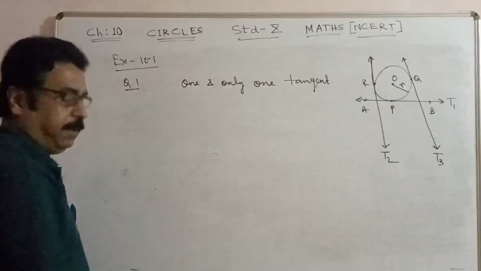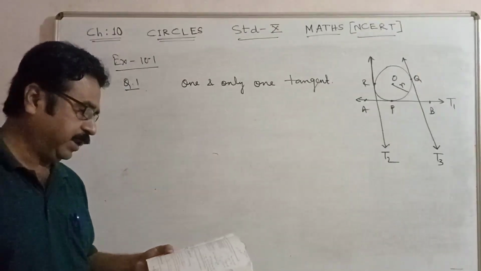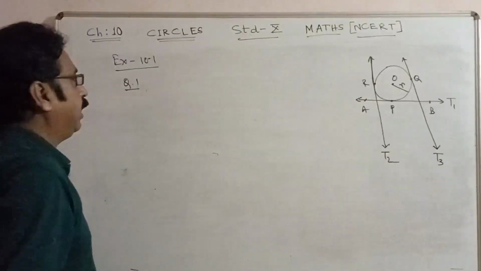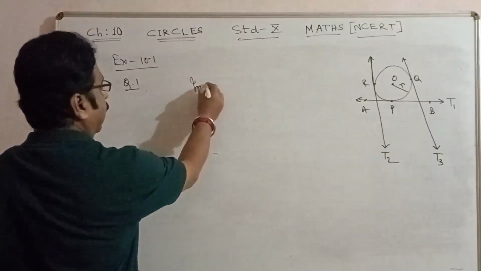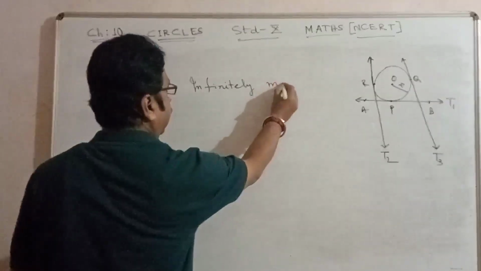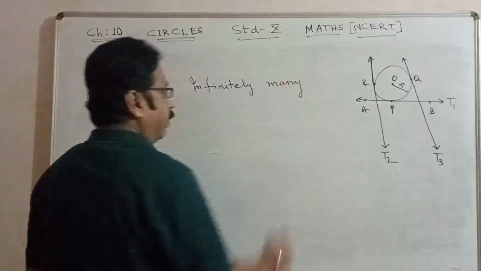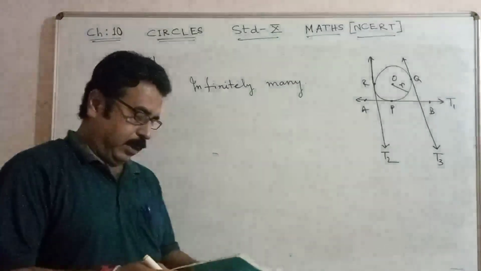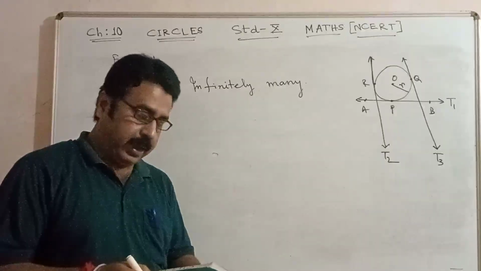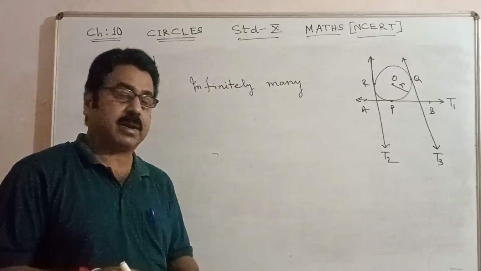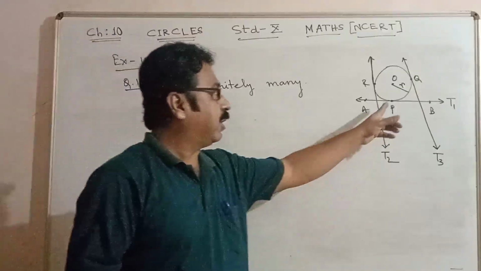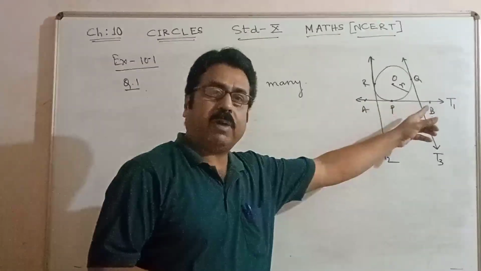So, here the answer will be, question was, how many tangents can a circle have? It will be infinitely many. If the question was given like that, how many tangents can a circle have for one point on the circle? Then the answer will be one and only one, because for one point we can get one and only one tangent.